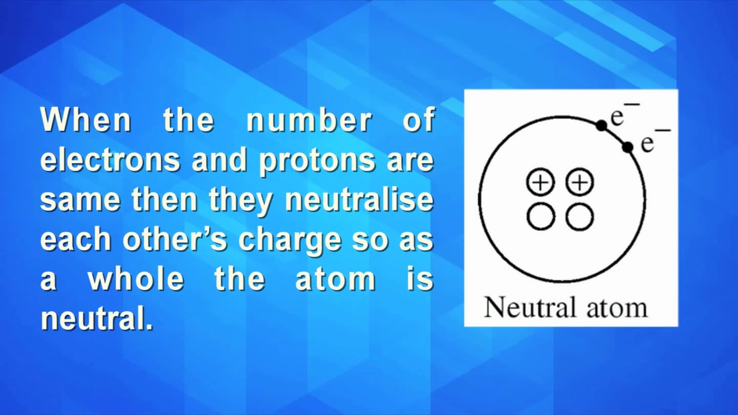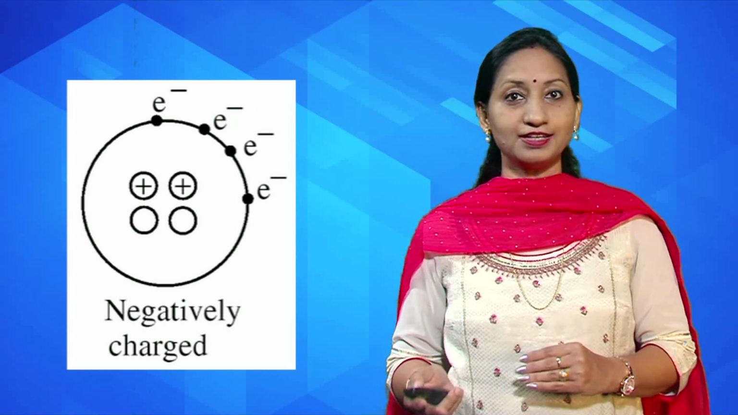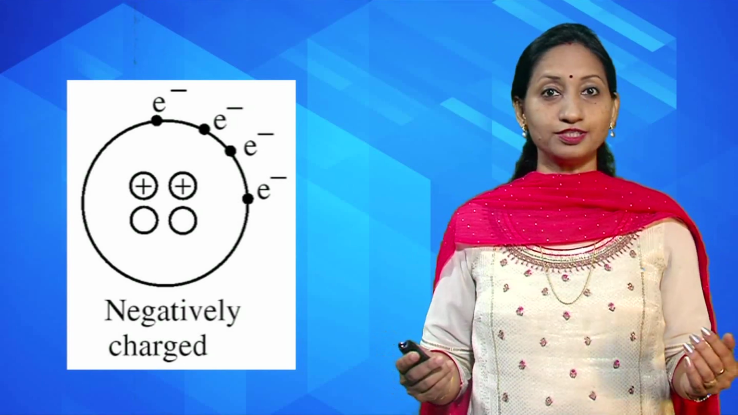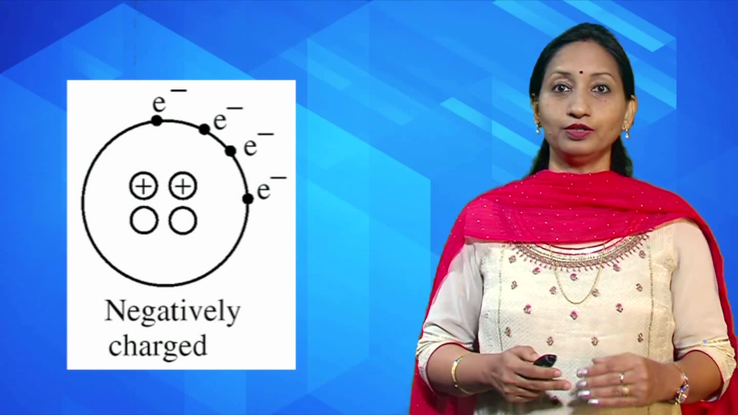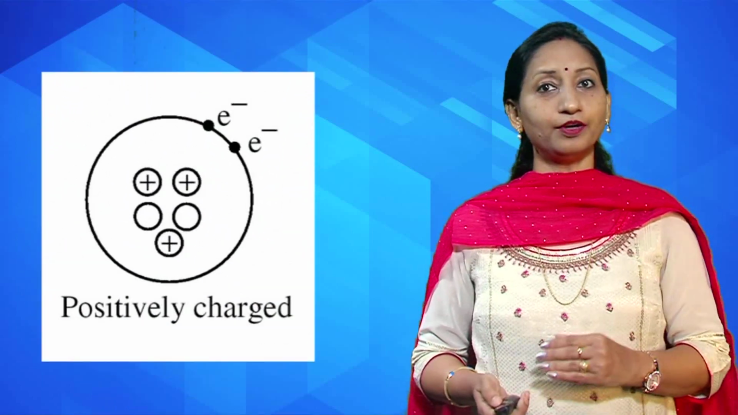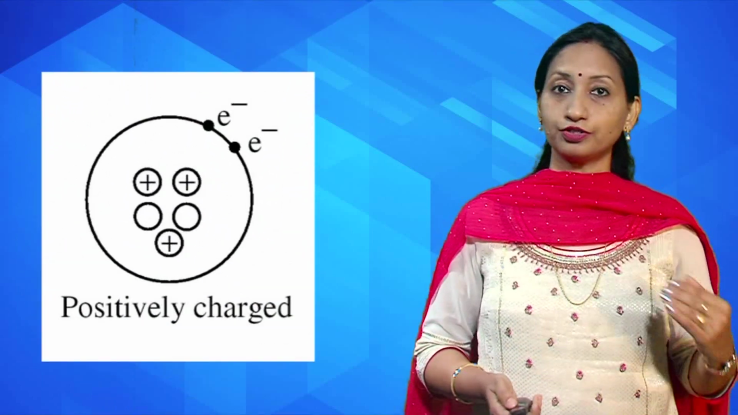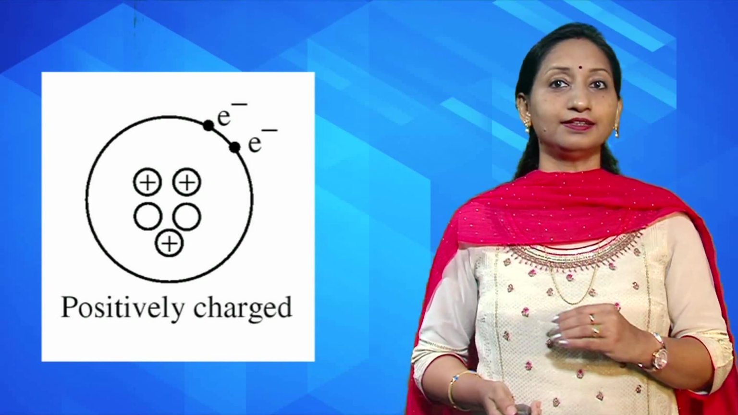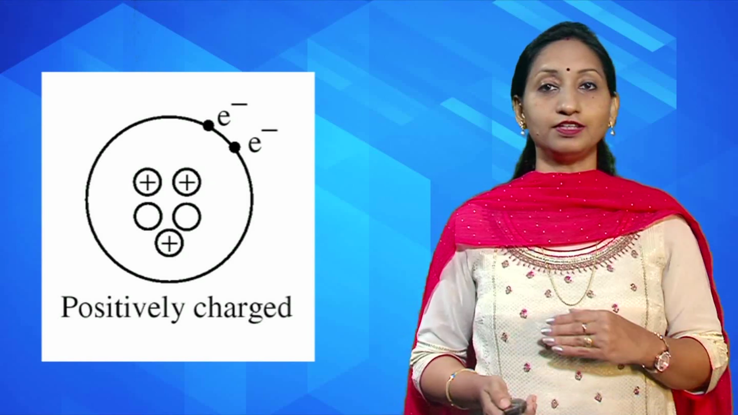When the number of electrons and protons are the same, they neutralize each other's charge, so as a whole the atom is neutral. If the outermost orbit of the atom contains more electrons than the fixed value, then the atom is called negatively charged. And if the number of electrons in the outermost orbit is less than the maximum value, then the atom is called positively charged.